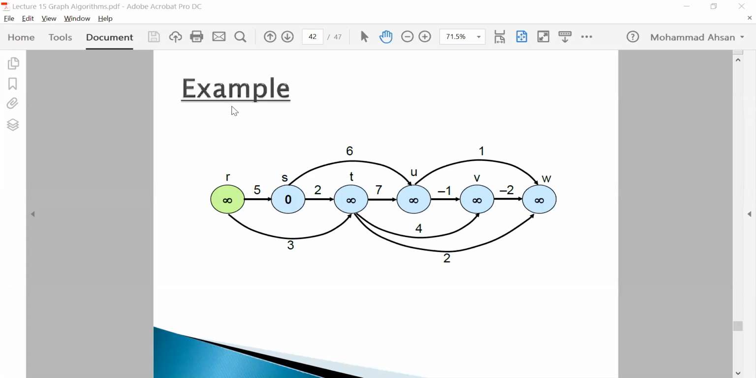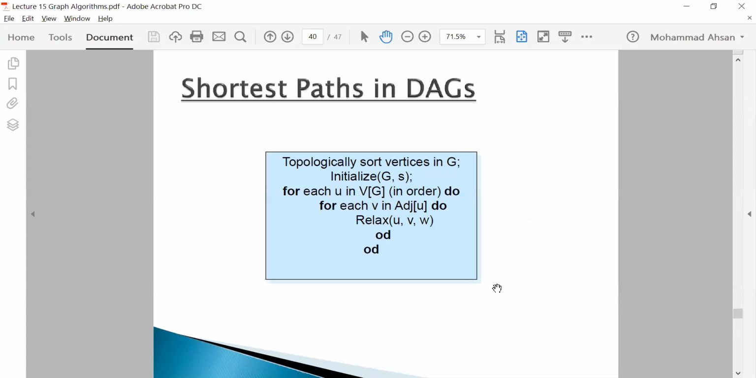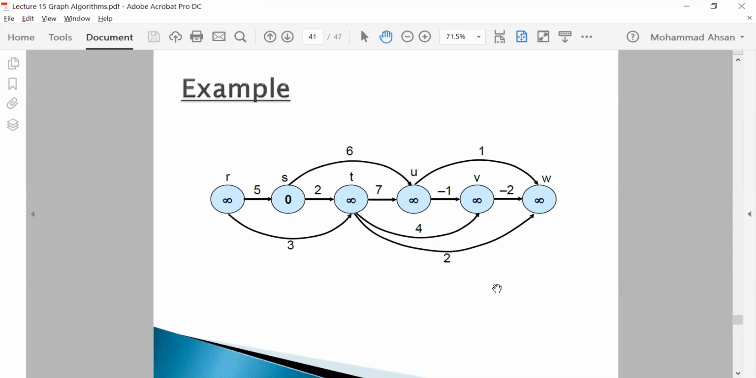So you start at R, the distance is infinity. There are no incoming edges to R. So if you say relax R, it would mean you would relax it for all the edges. If you see here, for every vertex taken in order, for each adjacent vertex in U, do relax. So adjacent vertices of R are all lying ahead of R. They are not lying behind R. So if you try to relax those edges, you have to do infinity plus 5 for S. So obviously that is not less than 0.